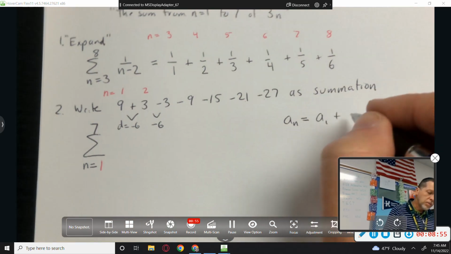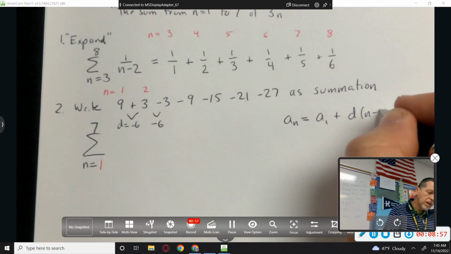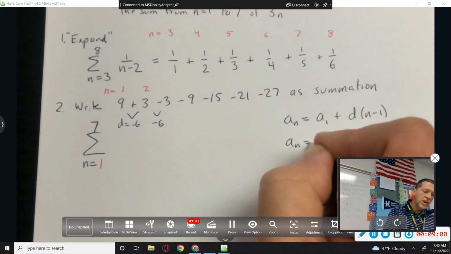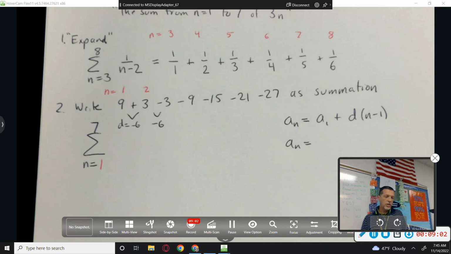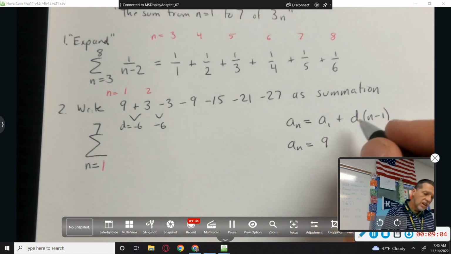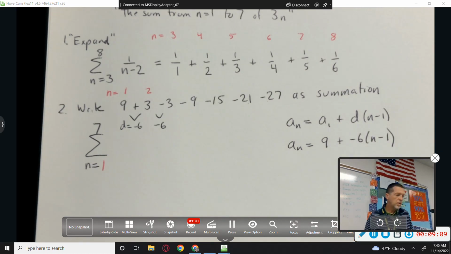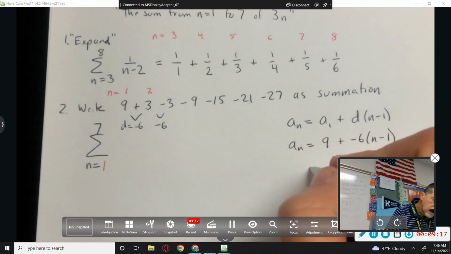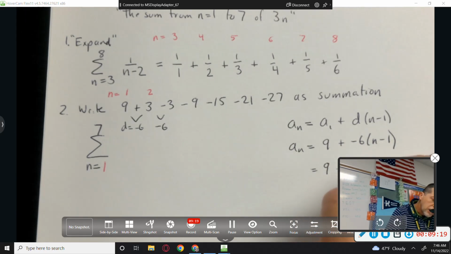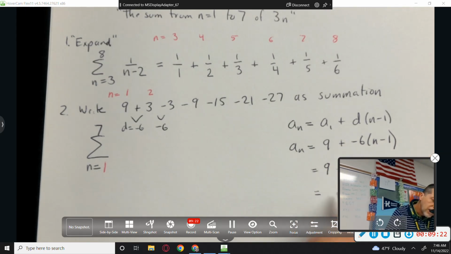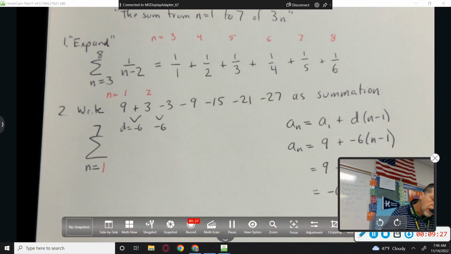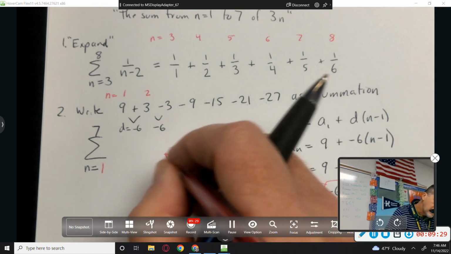So a1 plus d times n minus 1. In fact, we're almost there. The first term is 9. D is negative 6. N minus 1. You could use that. Most people would simplify. So 9 minus 6n plus 6 would be negative 6n plus 15. And so they would plug that in over here.